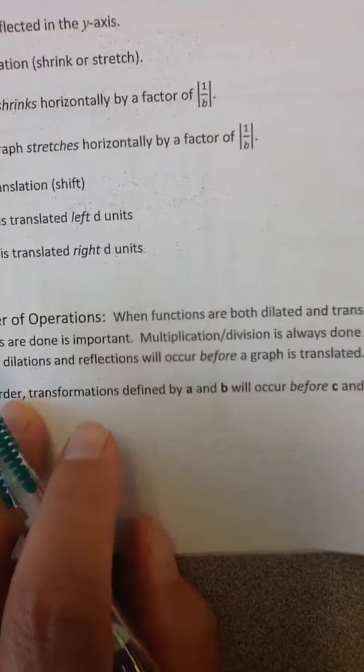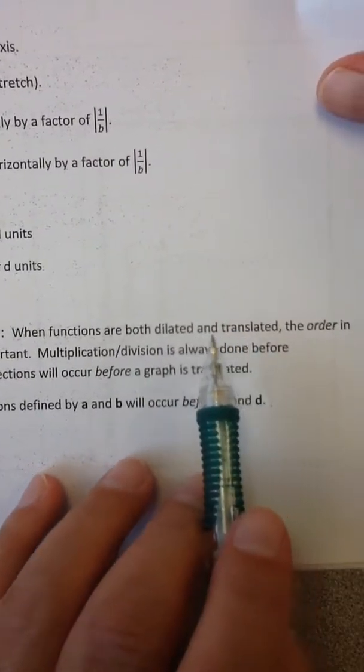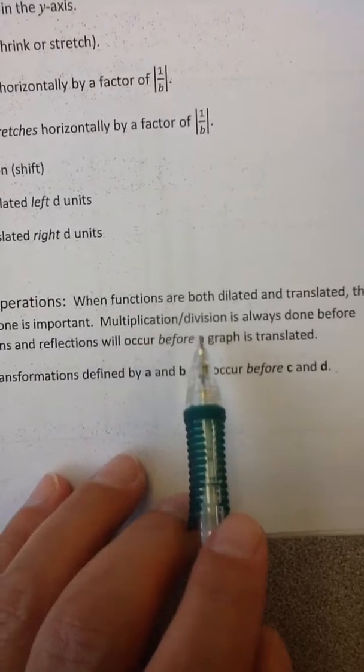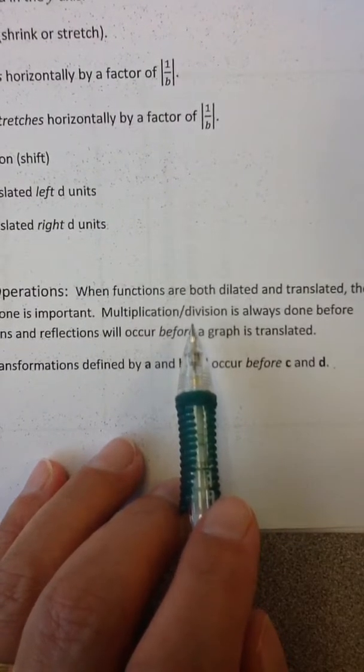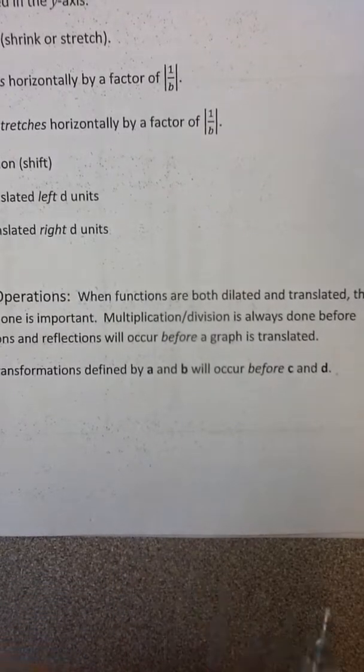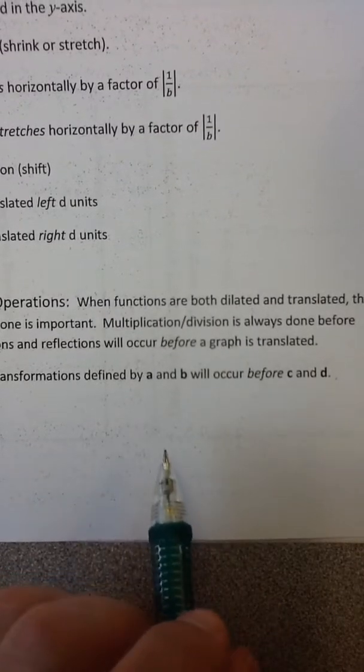Last but not least, if you have multiple operations going on in the same problem, order of operations is the boss. So when you have to both dilate and reflect and translate, you have to do it in order. Multiplication and division is always done first, which means we want to do our dilations and reflections before we do any shifting up, right, left, or down.